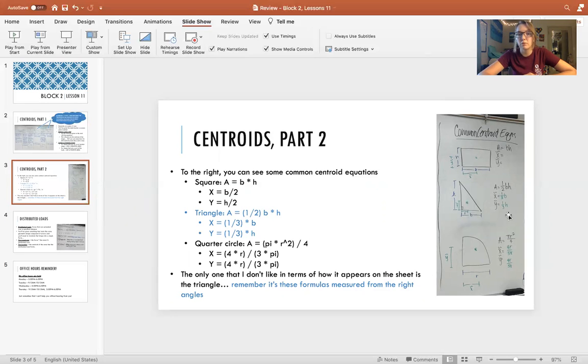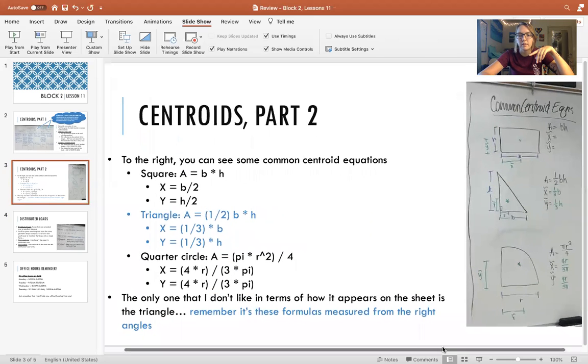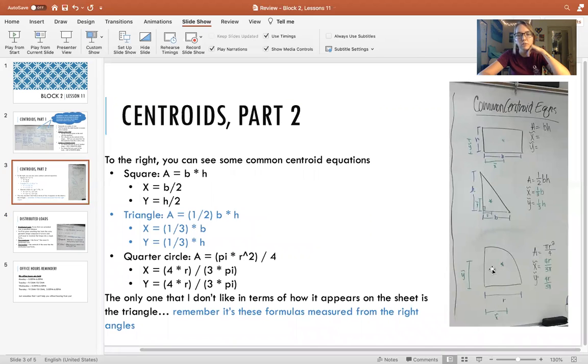But for centroid problems, you might see this one a lot more often than you think. So in terms of using it in a distributed load, it'll be a rectangle and a triangle for the most part. And in terms of a centroid problem, if you're given one, it might include this or a semicircle. But the things that you care about are the area of the shape and then the location of the centroid on that shape. So this drawing that I made over here is fairly similar to the one that is on your sheet. It's just a matter of the triangle that's different.